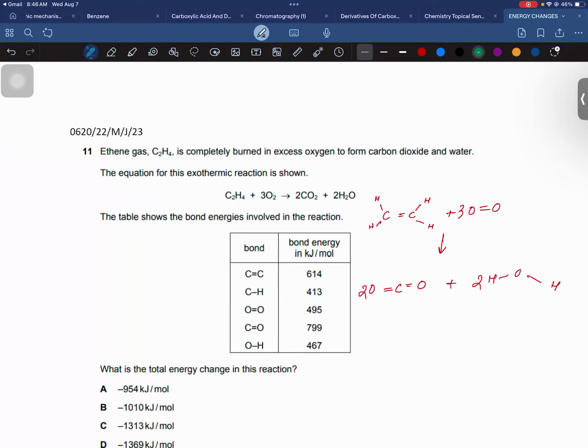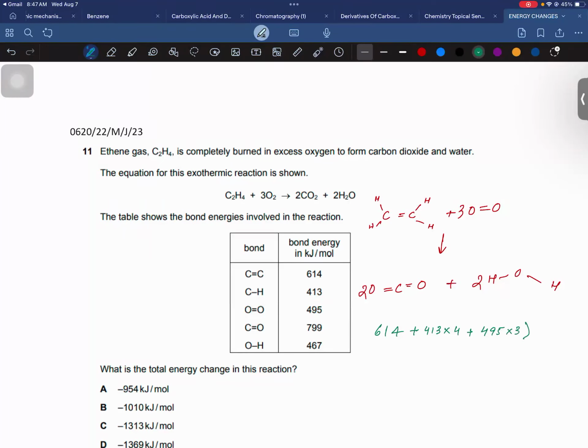So C double bond C, one bond, and you know the energy that is given to you, that is 614, plus CH. How many CH? 1, 2, 3, 4. So 413 multiplied by 4, plus O2. O double bond O is 495, times how many oxygens you have? 3. This is your reactant.